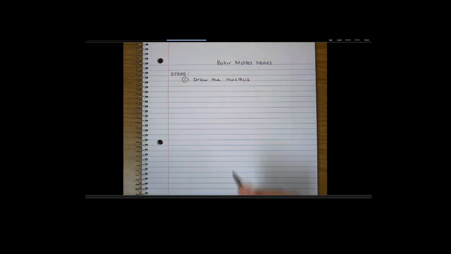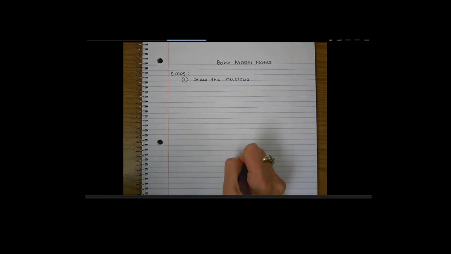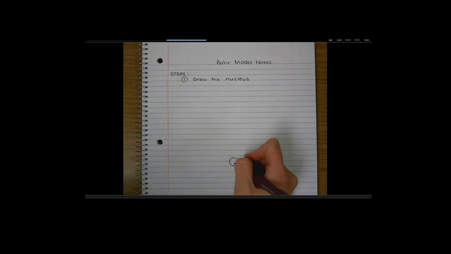And so I'm going to go down a little bit, maybe about halfway down my page, and I'm going to draw the nucleus of the atom so you can see what I'm talking about. This is just going to be a circle. So this is going to be our nucleus. And sometimes you might see people put in the number of protons or number of electrons in the nucleus. I'm just going to put the element symbol. So in this case, we're just going to do an example. Let's do neon. So I'm going to put the symbol for neon, which is Ne. So that's step one, just draw the nucleus.